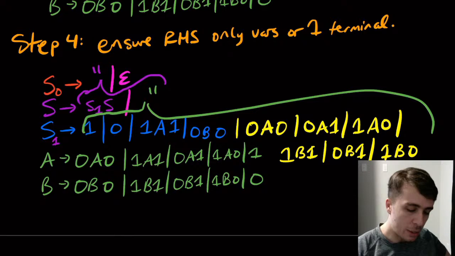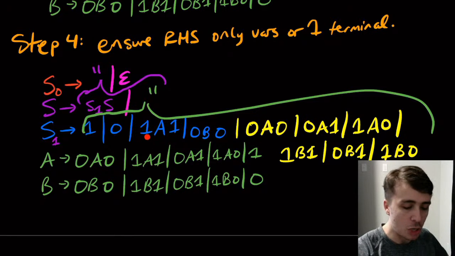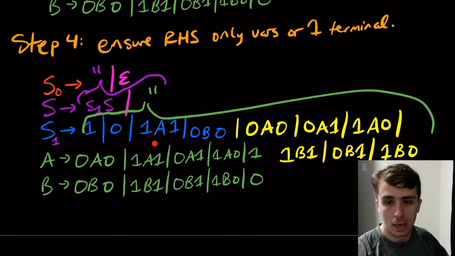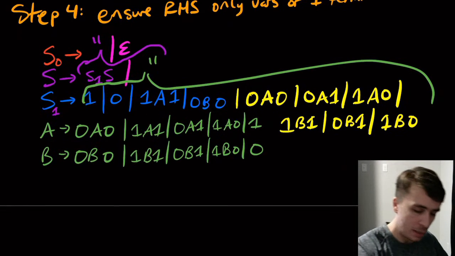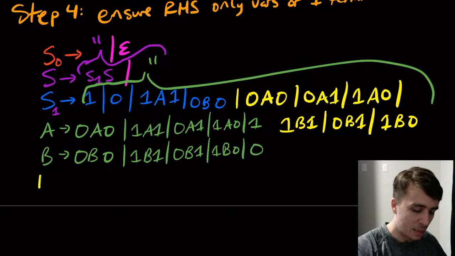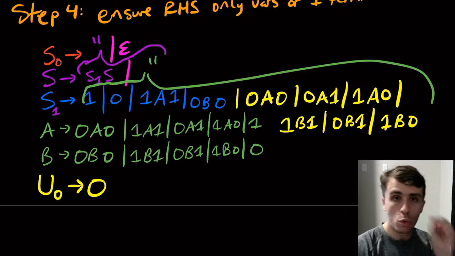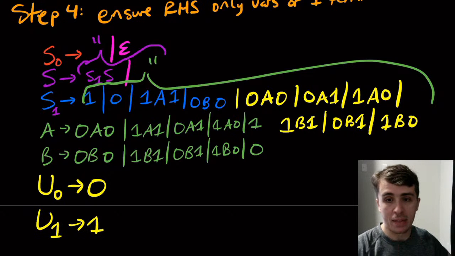So what are we going to do here? Well, we're going to strategically change these terminals right here that involve a mix like this. We're going to change them to variables. And the way that I do it is I'm going to make 2 variables, u0, which is going to only make 0 and nothing else, and then a variable u1, which is only going to make 1 and nothing else.